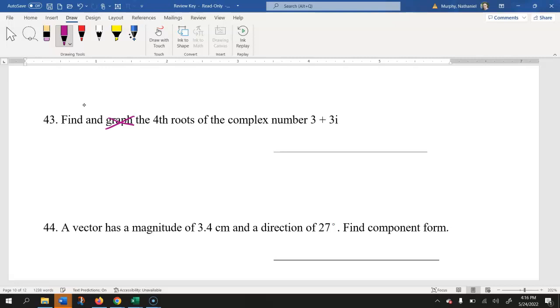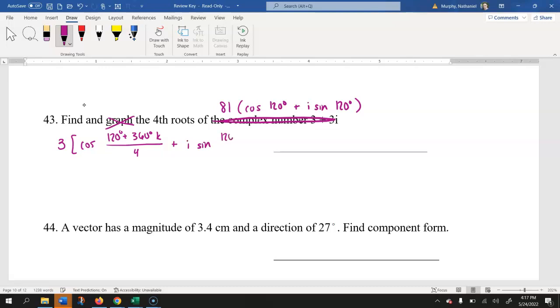All right, we're going to change this one up a little bit. Instead of finding and graphing the 4th roots of the one they gave us here, I'm just going to change this to be 81 times the cosine of 120 degrees plus i sine of 120 degrees. All right, so let's see how we would do this one. First off, the 4th root of 81 is just 3. Since we're dealing with degrees, instead of taking 120 plus 2 pi k, 2 pi is the same as 360, so it'll be plus 360k, all divided by 4, plus i sine of the same thing.